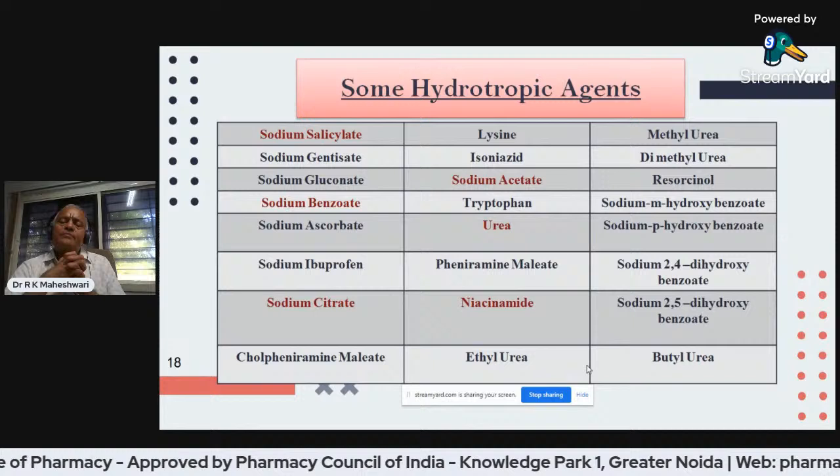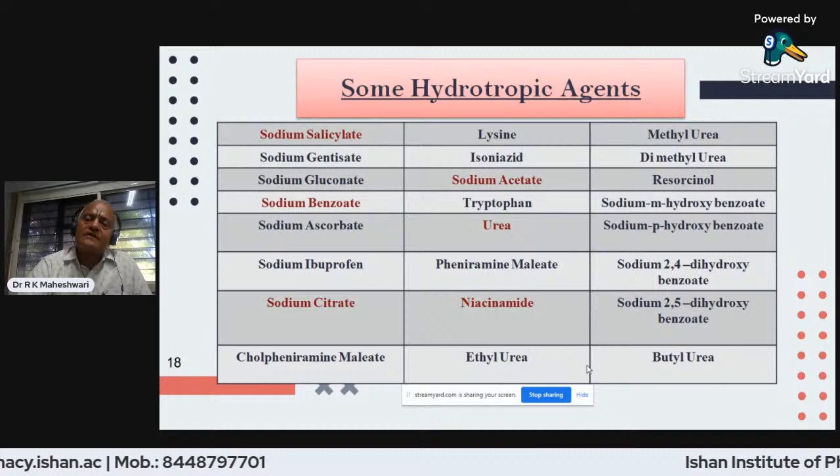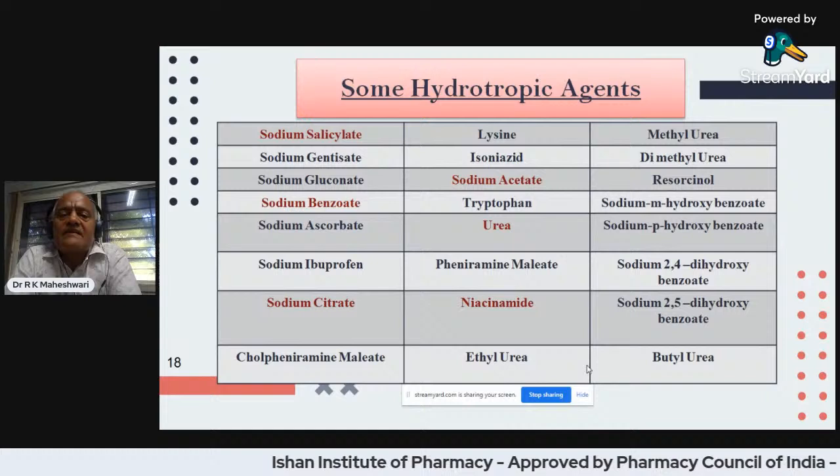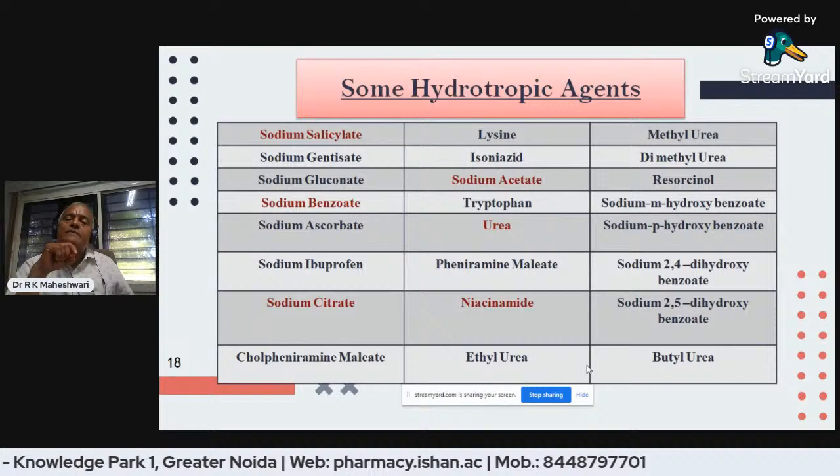Another example, the solubility of salicylic acid in water is very poor, about 0.3% weight by volume. But if you check the solubility of salicylic acid in a 45% weight by volume solution of sodium citrate in water, the solubility of salicylic acid is more than 15%. What is the reason again here?